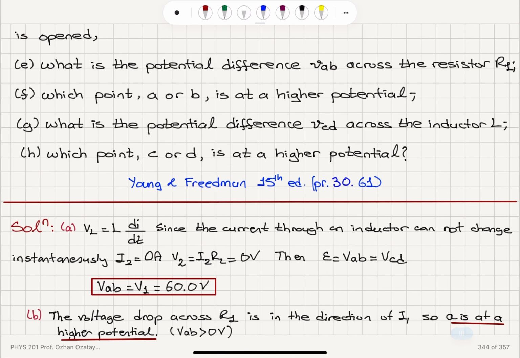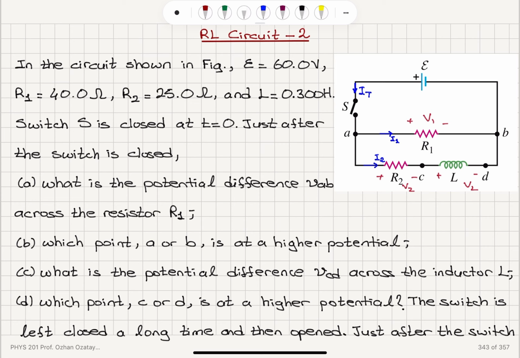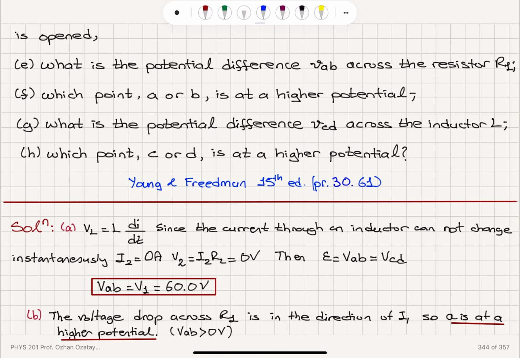Part E. So let's see. After this, the switch is left closed a long time. So we close the switch, it's closed for a long time, and then opened. Just after the switch is opened, what is the potential difference VAB across the resistor R1?